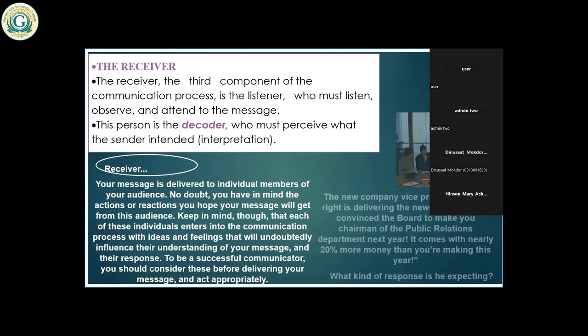The receiver, that is the third element of the communication process, is the listener, who must listen, observe, and attend to the message. So the person is the decoder, who must perceive what the sender intended, that is the interpretation of the message.